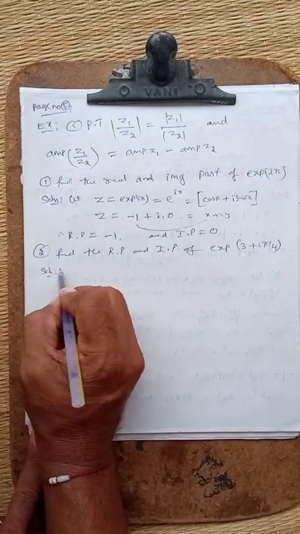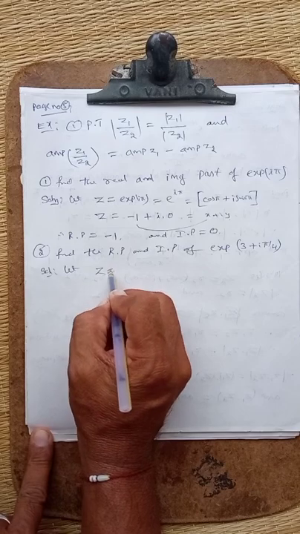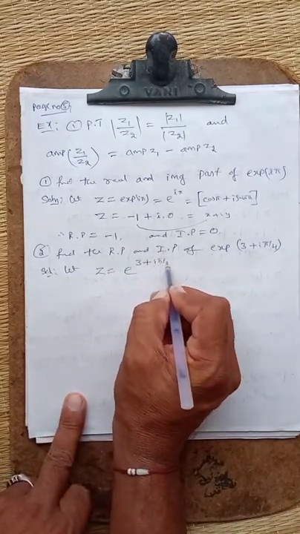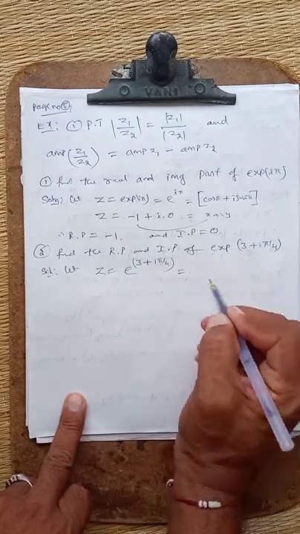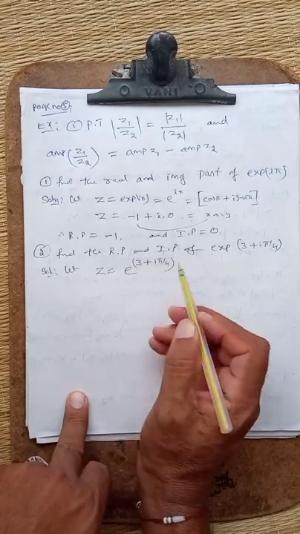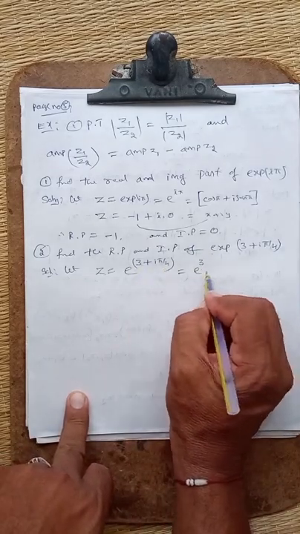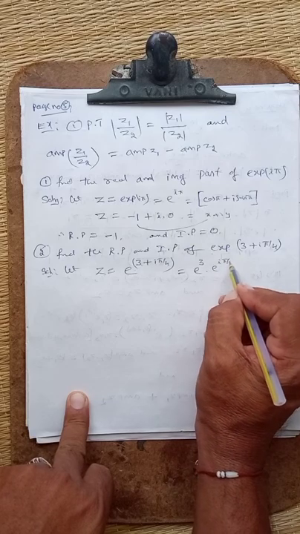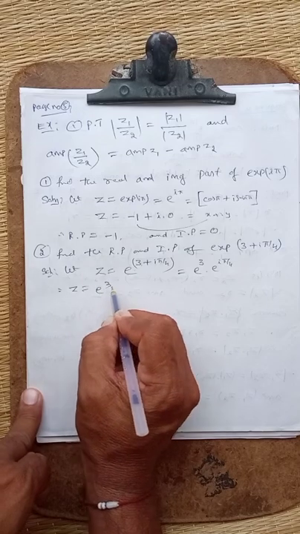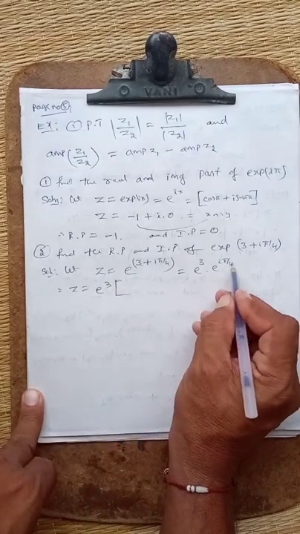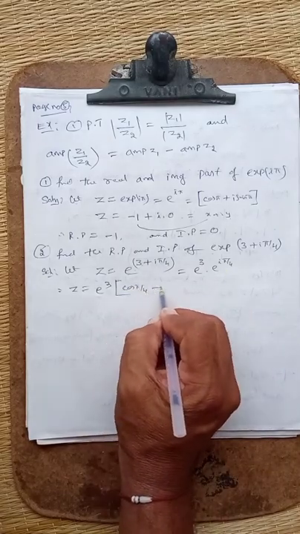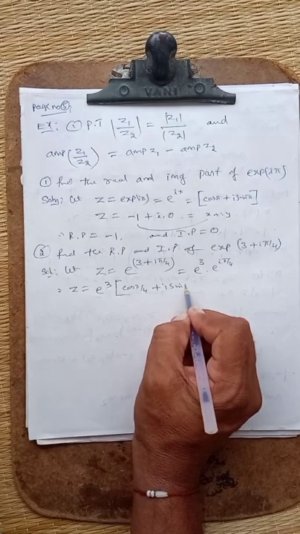Solution. Let me take the given complex number as e to the power of 3 plus iπ/4. This is of the form a to the power of m plus n, and therefore we can write it as a to the power of m into a to the power of n. So z equals e cube into e to the power of iπ/4, which can be written as cos π/4 plus i sin π/4.